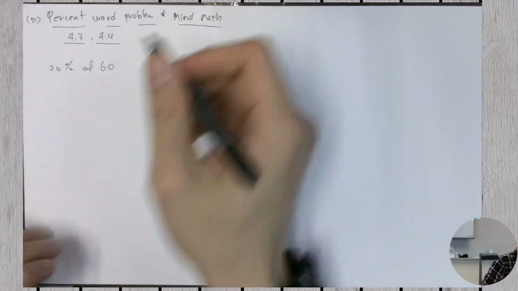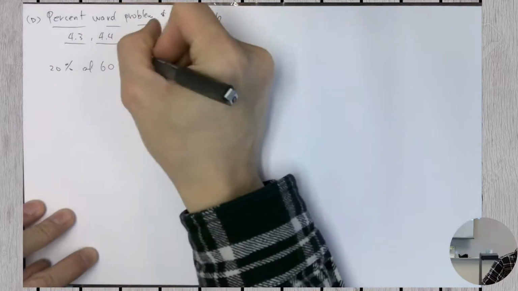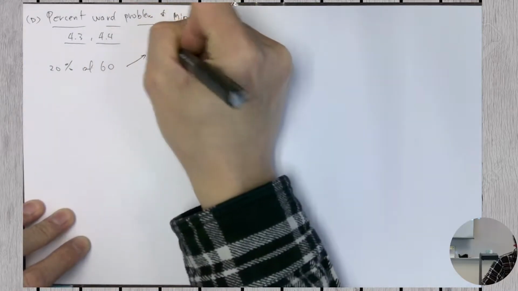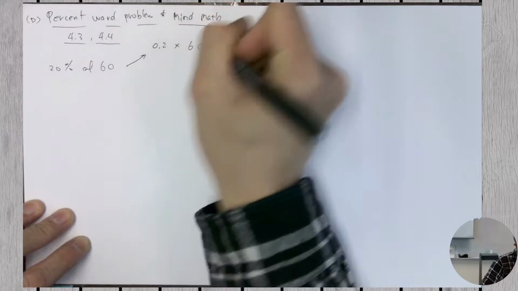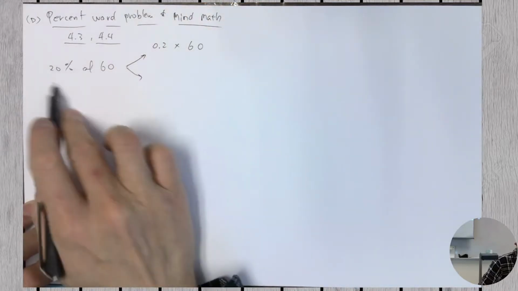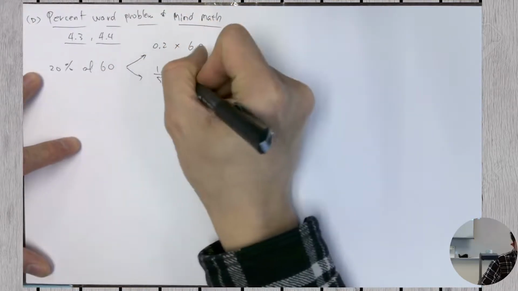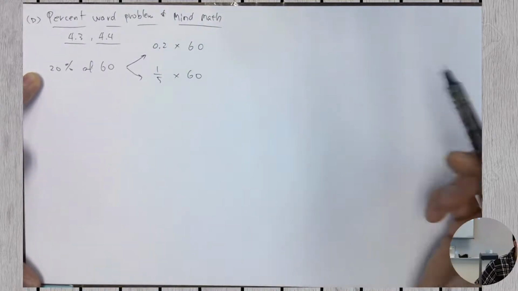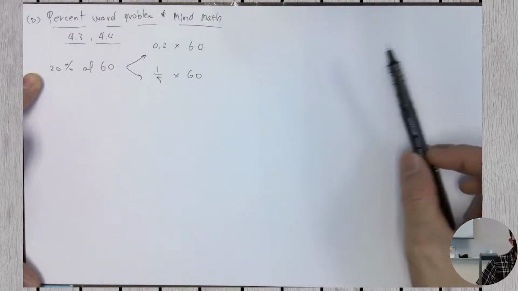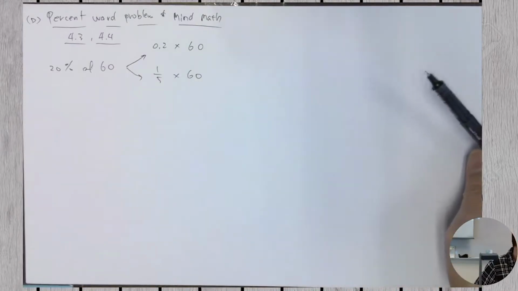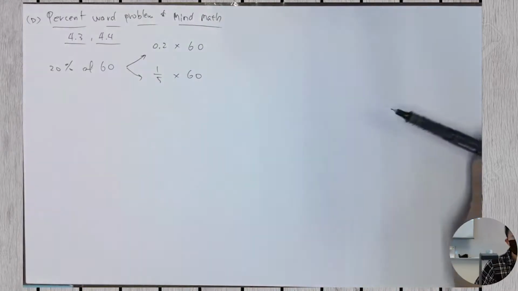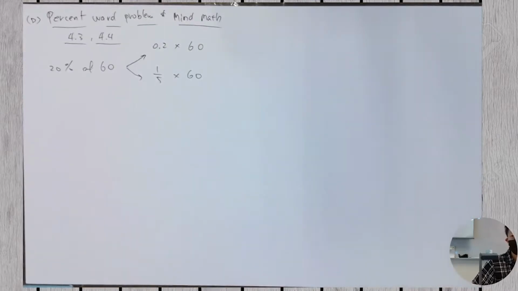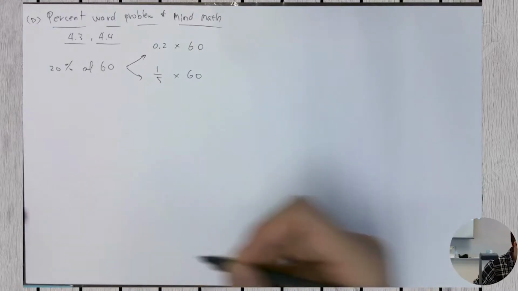Okay, so we have two approaches. One approach would be seeing this as 0.2 and multiplying by 60. Another approach is to see this 20% as 1 over 5 times 60 and therefore divide 60 by 5. Both of these will work. However, both of these need pen and paper to work out, right? If you don't have any pen and paper, is there any way to think about this so that you can work this out in your mind?